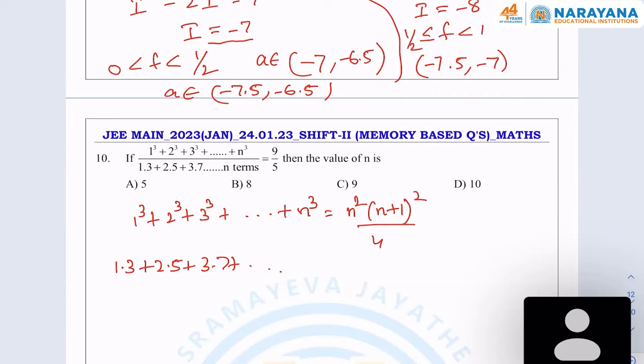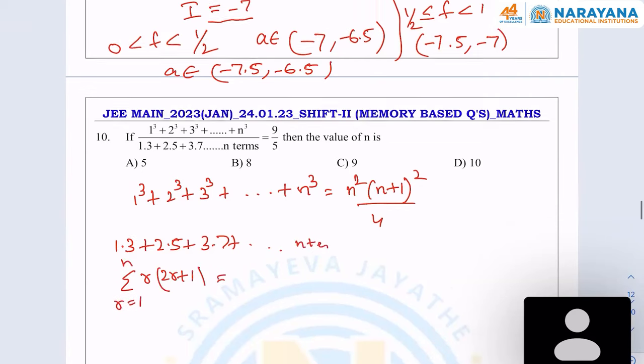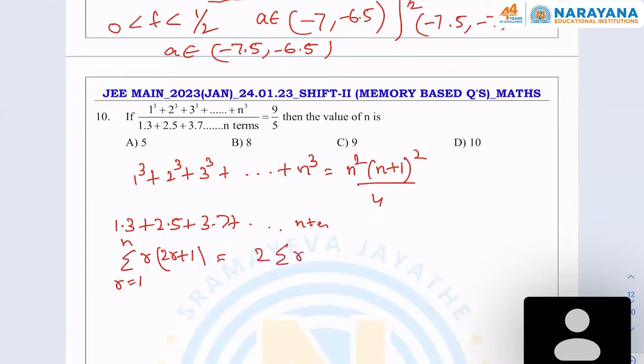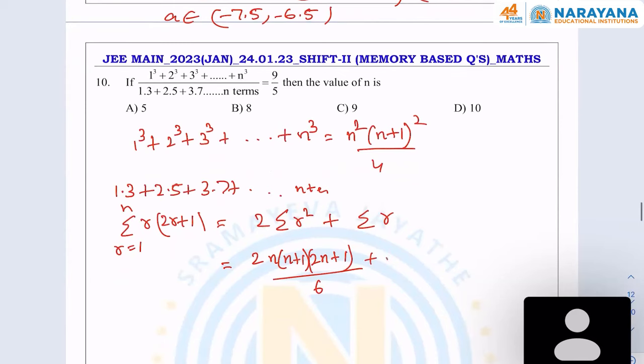So here, first I want to find the general term. General term is sigma r into 2r plus 1, and here total n terms, right? r is equal to 1 to n. So this is equal to 2 into sigma r square plus sigma r. Here r is equal to 1 to n. So 2 into n into n plus 1 into 2n plus 1 by 6 plus n into n plus 1 by 2.